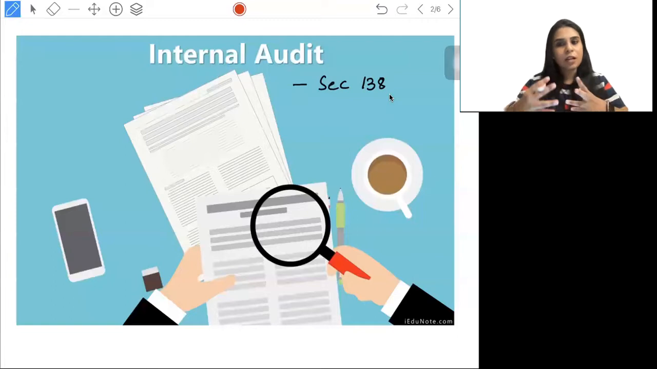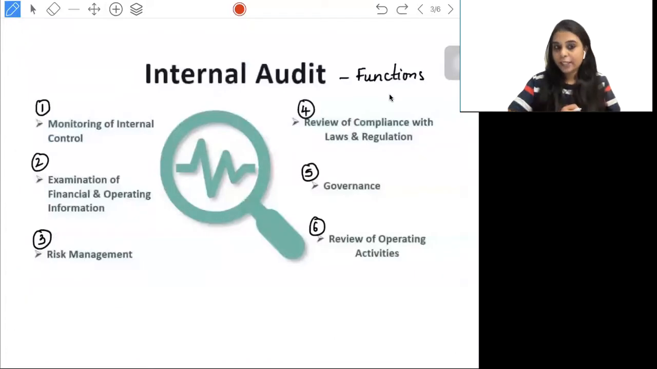Let's understand in brief what are the functions of internal audit. They're going to check if your internal control system is monitoring properly or not. Is it identifying the material misstatements properly on time or not? So they're going to check if the internal control system is effective in the company. They're going to check your financing activities, your accounts, your records, and they're going to see if everything is proper or not.